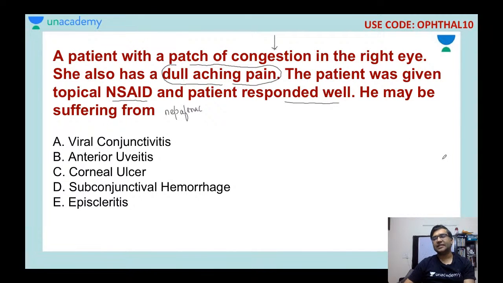What is your answer here? Just write it in the comment section. You can even give a blind guess.